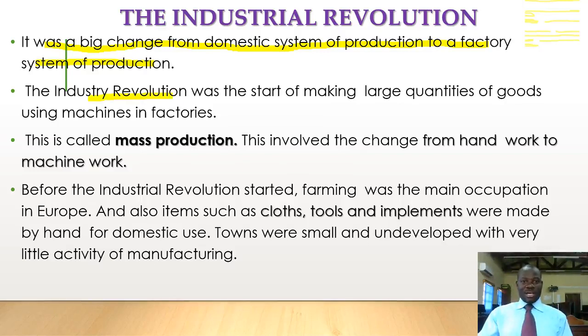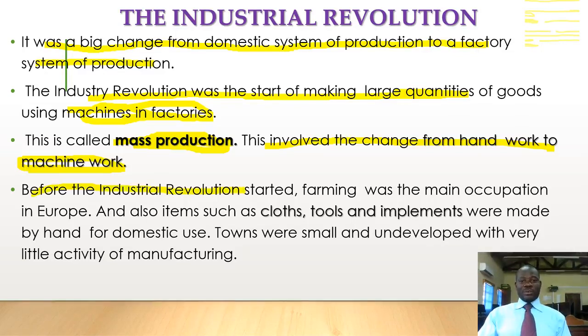The Industrial Revolution was the start of making large quantities of goods using machines in factories. This was the beginning of mass production of things in factories. This is what is called mass production. It involved the change from handwork to machine work, whereby people were no longer doing things manually. They started using the machines which they invented.